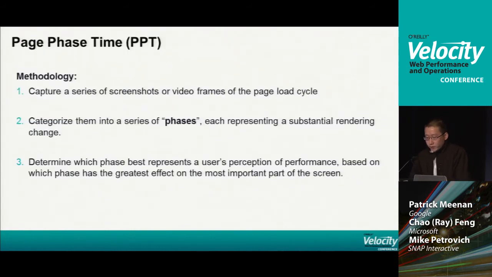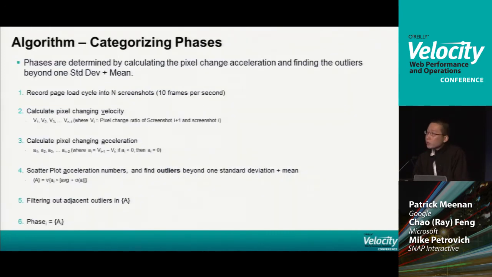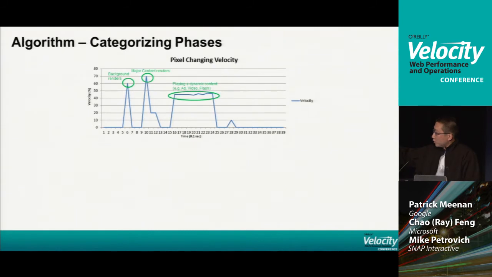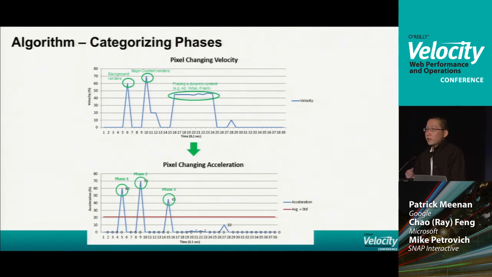Back to the definition of phases. Each phase should represent a substantial rendering change. What is a substantial rendering change? Substantial change, meaningful change, drastic change, fast change. Right, change itself is a velocity. What is a fast velocity? You're right, acceleration. It's just taking one step further: we do a calculation based on the first chart, subtract the numbers next to each other one by one, and plot into another graph. Basically, you get 98 acceleration numbers out of the 99 velocity numbers you already had.